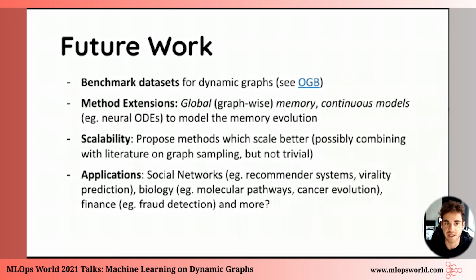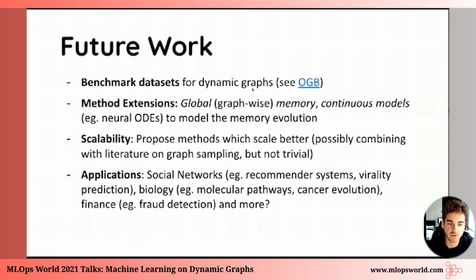Luckily, in at least the last year, the OGB, Open Graph Benchmark project has been developed, which really has the goal of having a lot of very high quality benchmark graph datasets, and now it's become very, very popular. Everybody evaluates their method on these benchmarks, allowing for a much better way to track progress. So we need this as well for dynamic graphs.